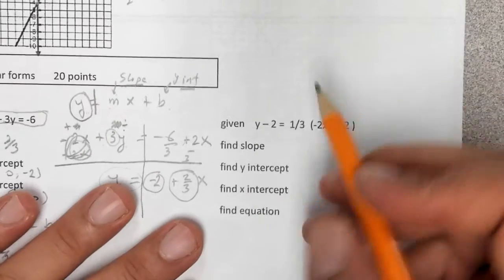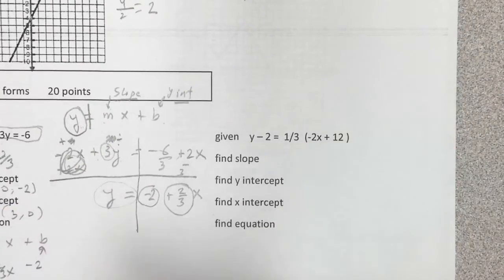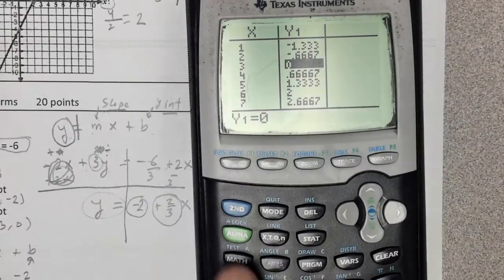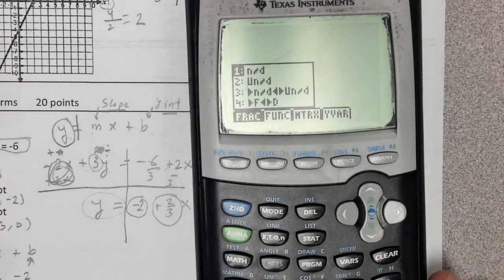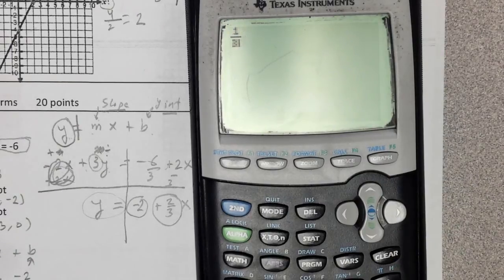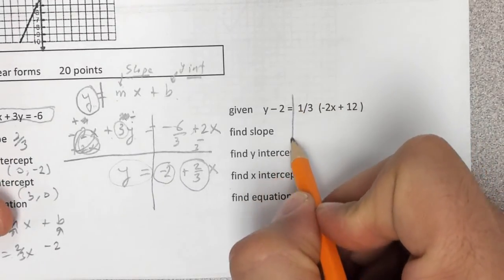This one looks a little bit more intimidating because we have a fraction. But don't stress it. Your calculator has fractions also. All you have to do is go alpha y equal to enter. And you can type up 1/3 right here. And you can multiply that, add it, subtract it, divide it by any number. So it's not hard at all. Alright, let's go ahead and get started. We'll draw the line right here.